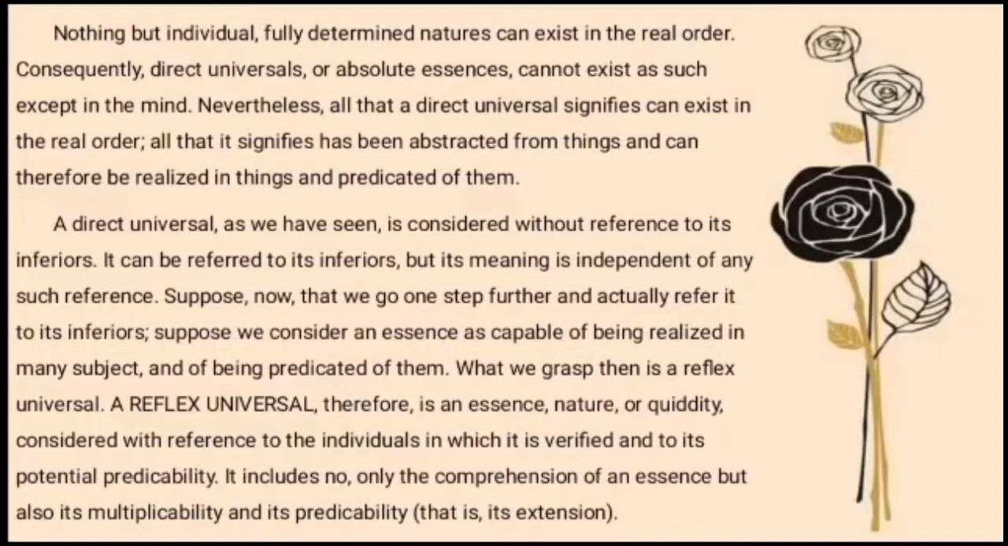Suppose now that we go one step further and actually refer it to its inferiors. Suppose we consider an essence as capable of being realized in many subjects and of being predicated of them. What we grasp then is a reflex universal. A reflex universal, therefore, is an essence, nature, or quality considered with reference to the individuals in which it is verified and to its potential predicability. It includes not only the comprehension of an essence but also its multiplicability and its predicability, that is, the predicables.